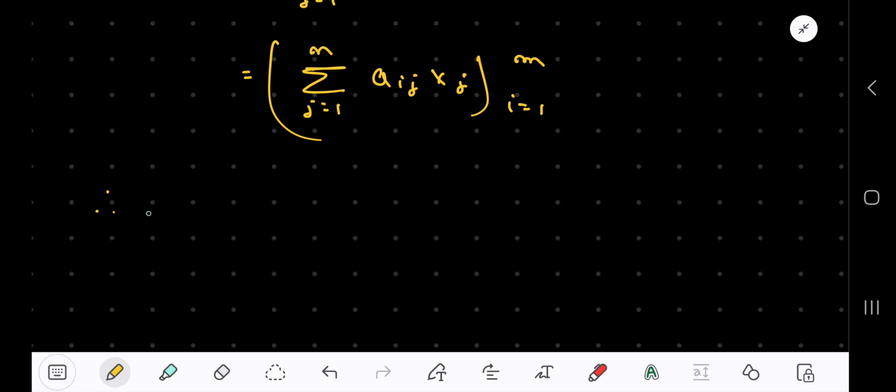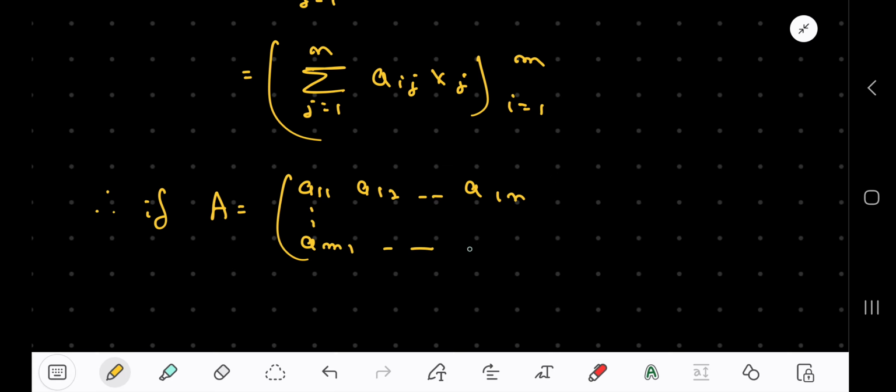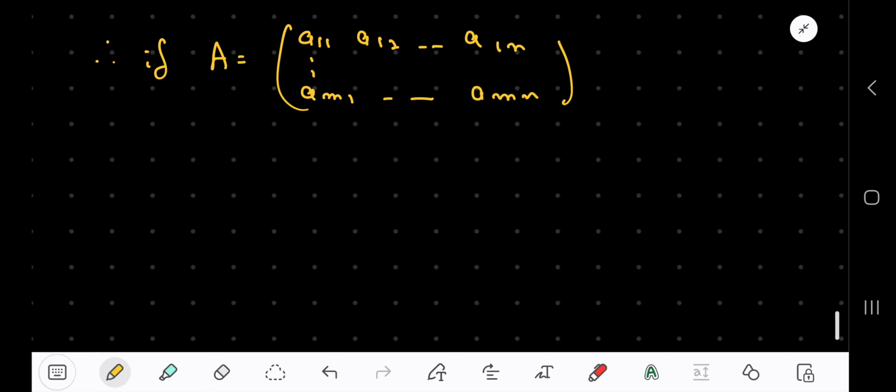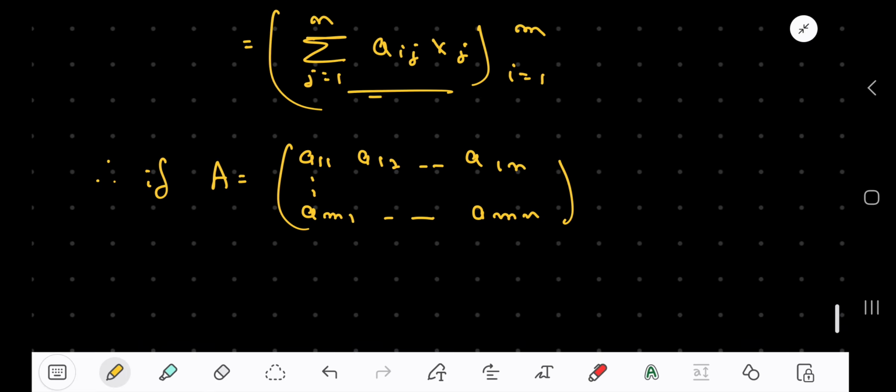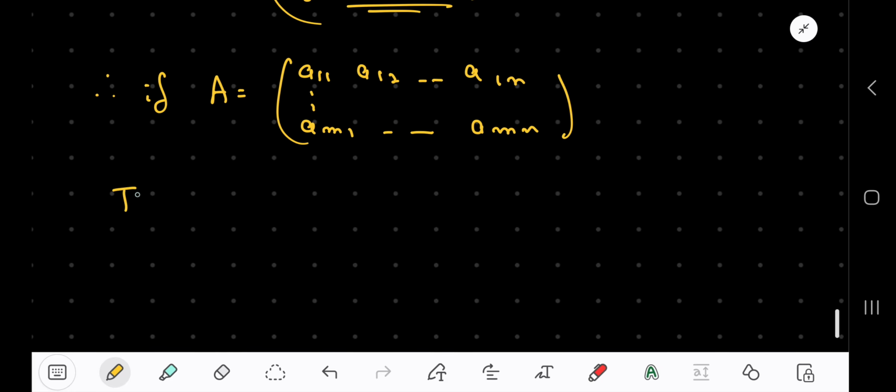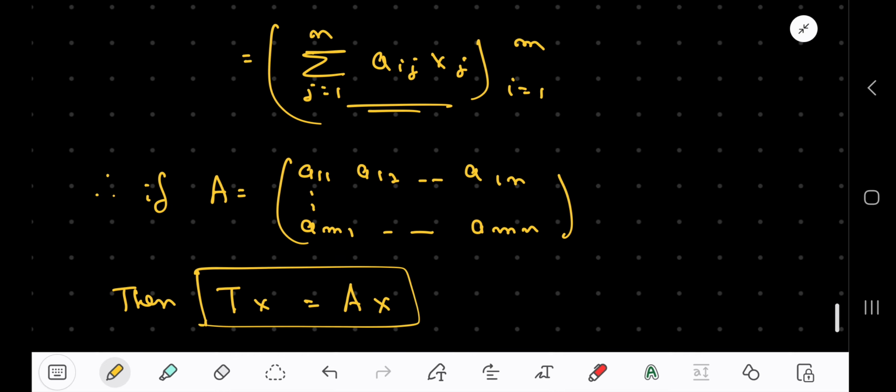And then this is, you can easily observe, therefore if I let A be this matrix A11, A12 till A1n, down to Am1 till Amn, then this expression is nothing but A times x as a column vector, right? Then I have T of x as A of x, right? Fine.